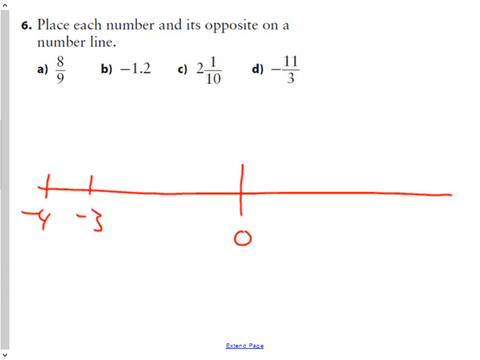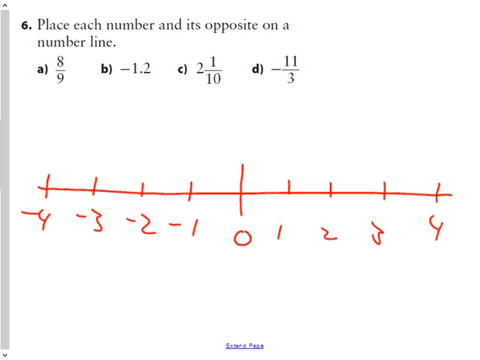So -3. This is the worst spacing ever. -3. No, that's all right. That was fine, actually. -3, -2, -1. There we go. -2, -1. Then we'll do equidistant 1, 2, 3, and 4.